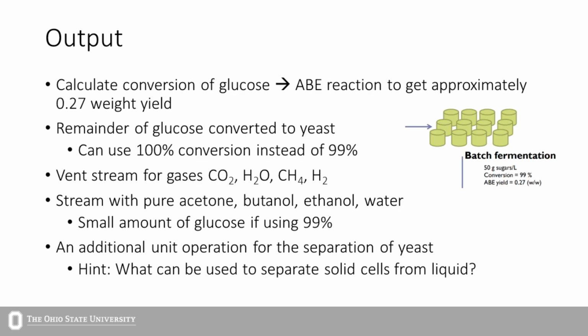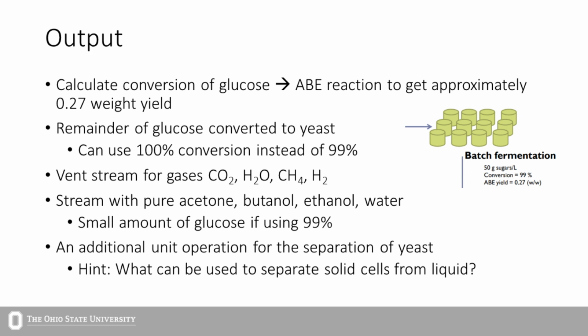The conversion of the glucose also comes into question. Using the values from the open mass balance, you can calculate the conversion of glucose necessary to produce 0.27 weight ABE per weight glucose. The remainder of the glucose promotes yeast growth, so you will add in an additional reaction into the primary fermenter to continue producing yeast. You can use 100% total conversion instead of 99%.